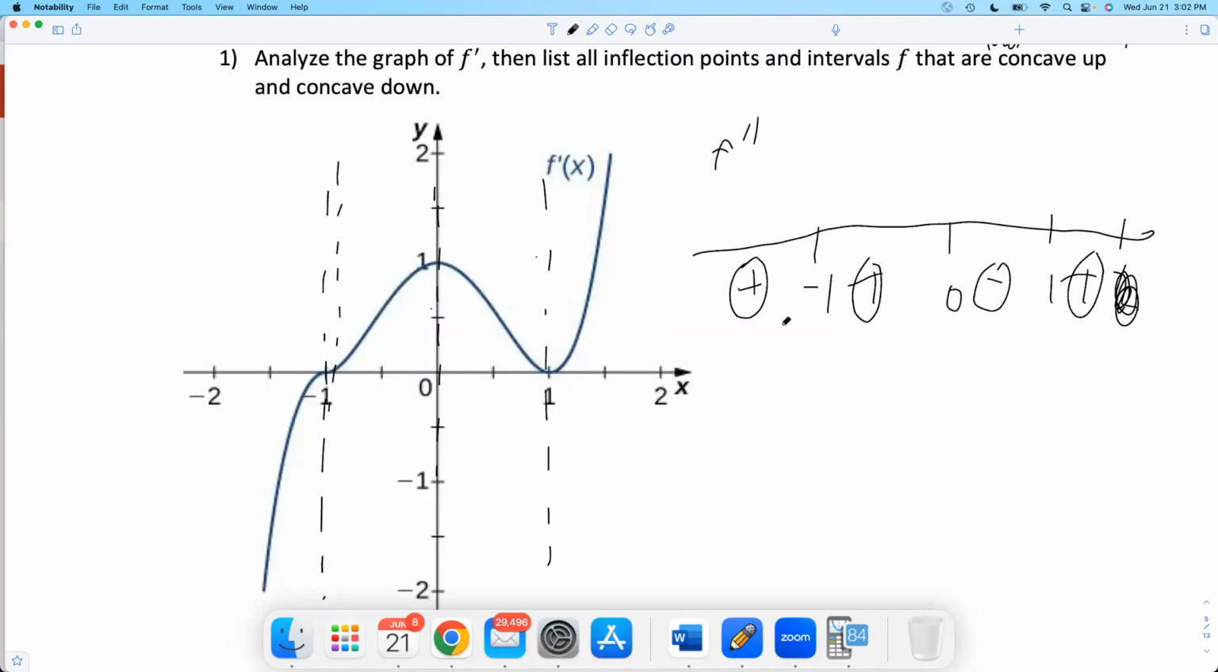So where did the second derivative switch from positive to negative? Right there. That's an inflection point. Not on this graph, but back on the original. If we were to sketch out f, we would have an inflection point at 0. That's a good place to stop there.